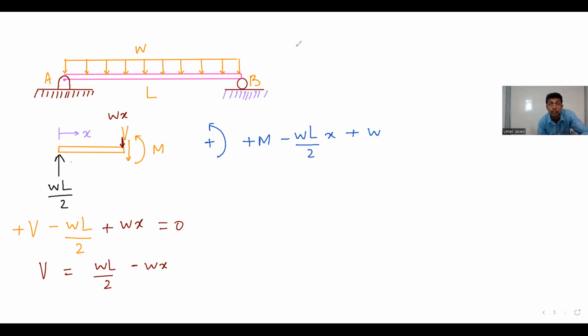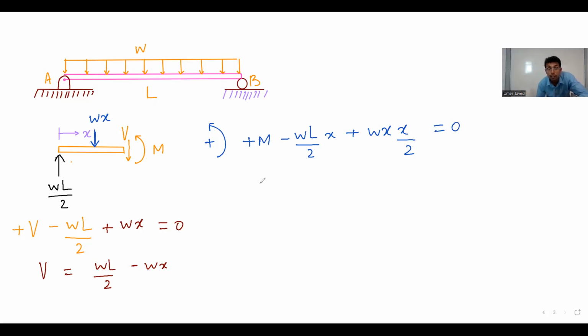Yeah, I apologize. I think instead of writing here, I should have written here WX. I don't know, wherever you want to write. This is WX. As long as you know what you're doing. Okay, plus WX into X by 2, right? Equal to 0.